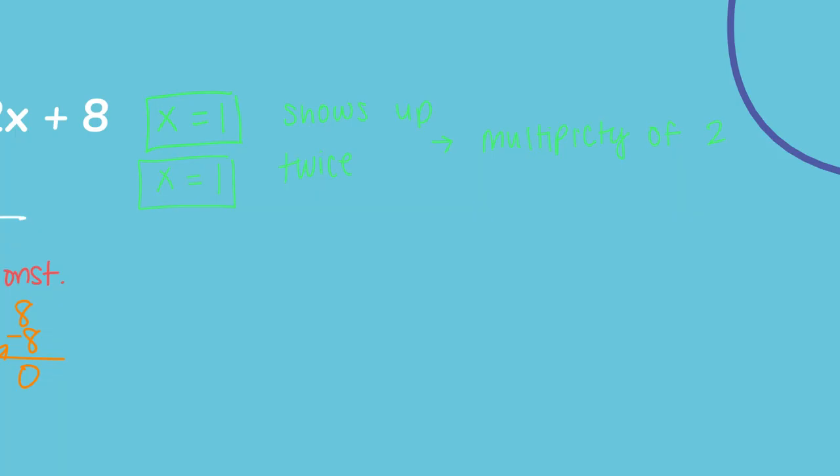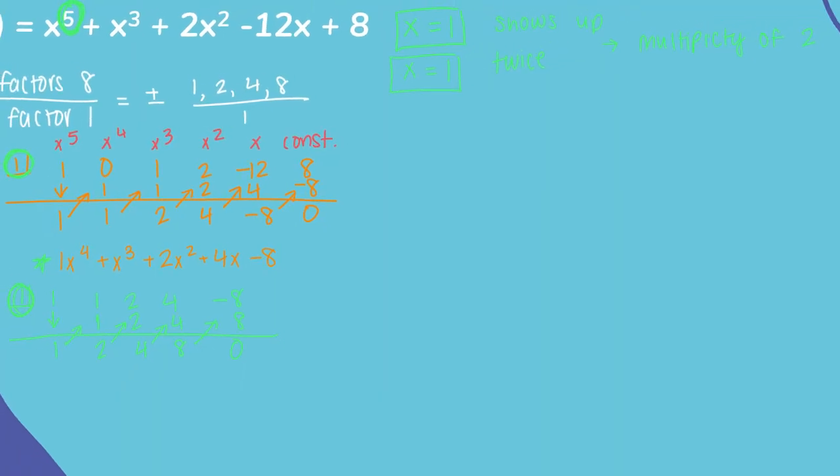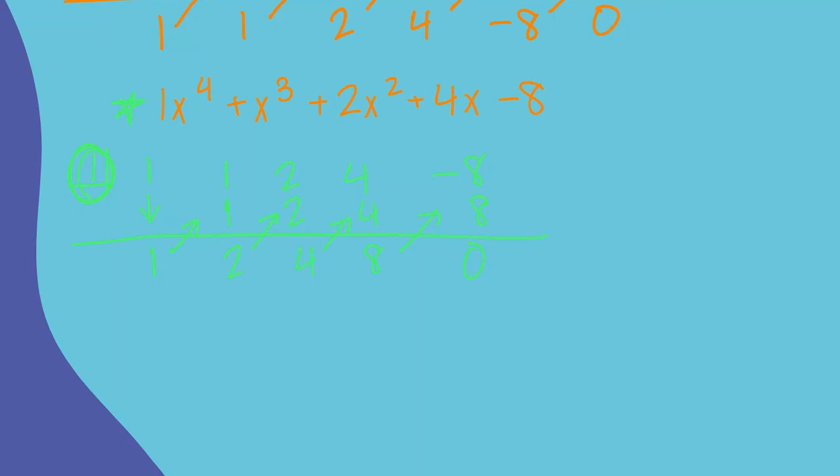Keep in mind, I'm not done. I only have 2 answers. I'm still missing 3. Now, because 1 works, I need to do the same process. I need to see if I can factor this. I have x cubed, x squared, x, and then my 8 left over, so I'm just going to rewrite it. X cubed plus 2x squared plus 4x plus 8.